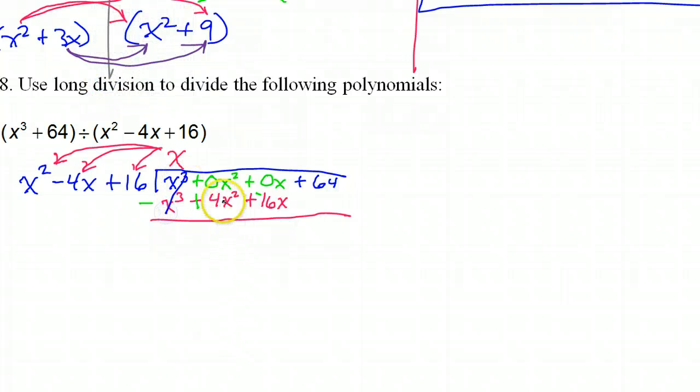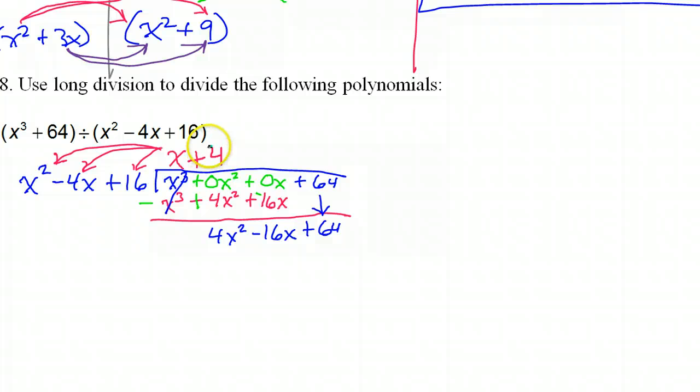Okay, of course these will cancel out. And here I will have 4x squared. Then here I will have minus 16x. And then plus 64. I just bring that down. Okay, and then I start over one more time. And I ask myself, x squared times what is 4x squared? Well, that would be positive 4. So x squared times 4 is 4x squared.